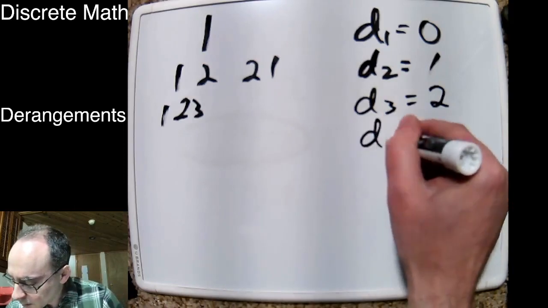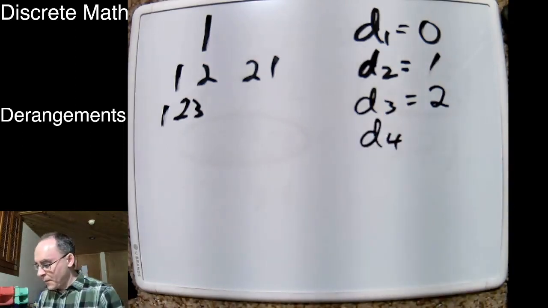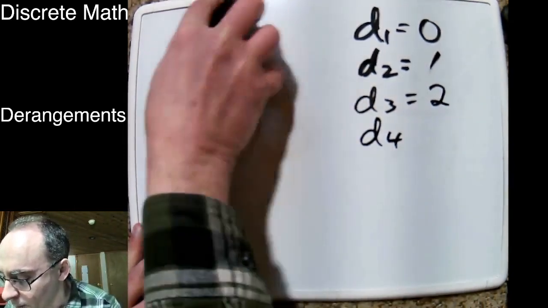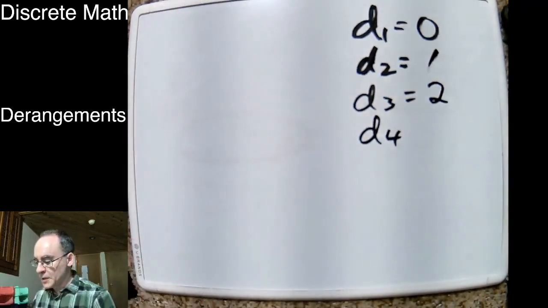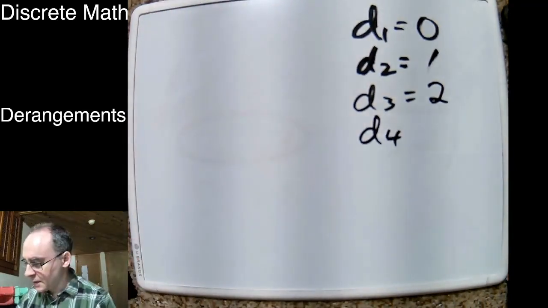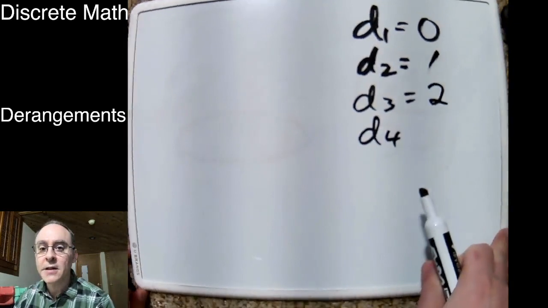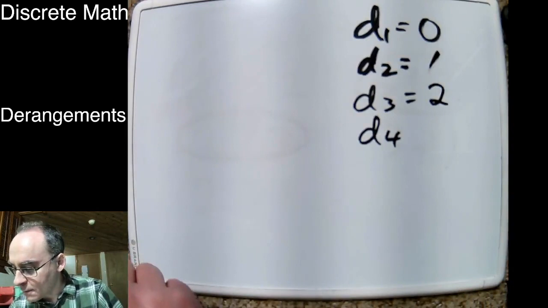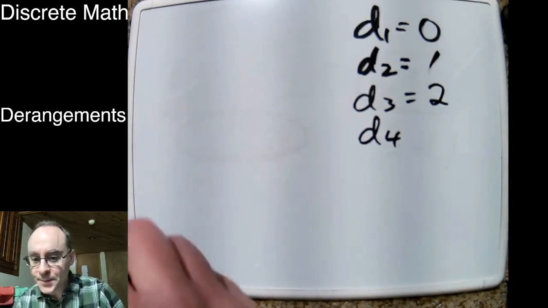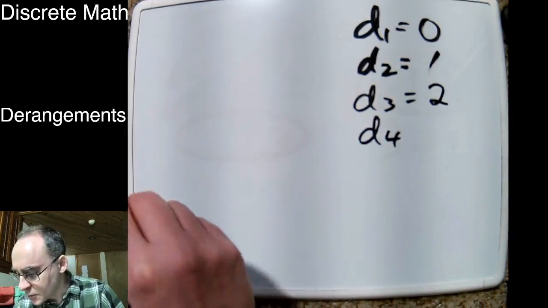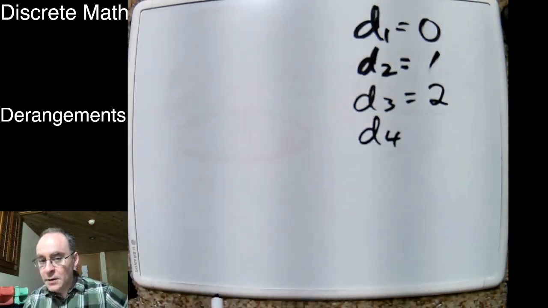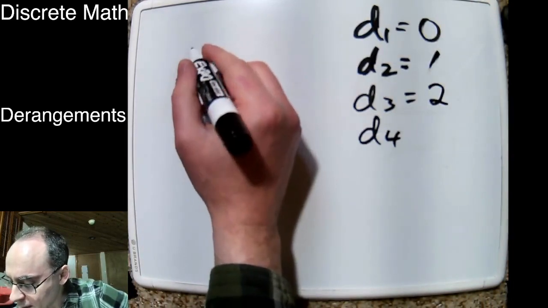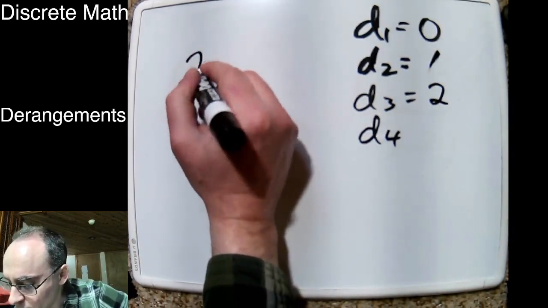And now let's work through a little bit of an example and start to think about how we can generalize this. Let's look at d4, all the permutations of 4 objects. Let's see if we can think about it in a nice way without writing out all the permutations. Because we know that for 4 objects, there's 24 permutations, which isn't too many, but it'd be nice if we didn't have to write them all out. So first, we know the 1 can't stay put, so we can't have a 1 in the first position.